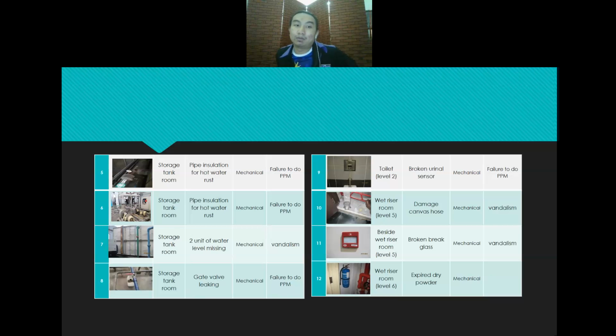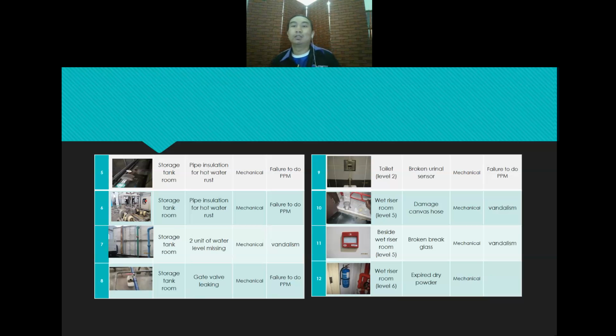And then the key unit of the water level is missing due to vandalism. Otherwise, how could the water level unit be missing? So next, the gate valve is leaking. This is actually due to the failure to do PPM, because if PPM is conducted and followed, the leaking must not have happened, because it would have been solved.